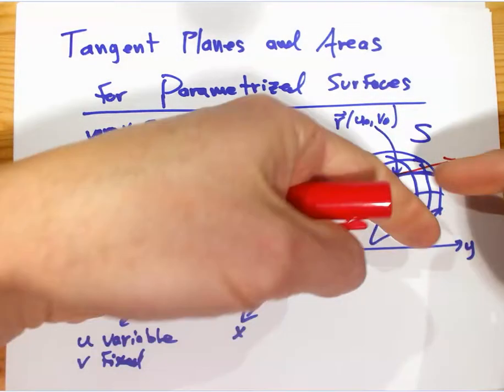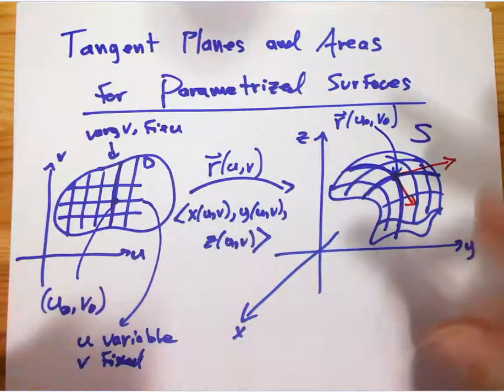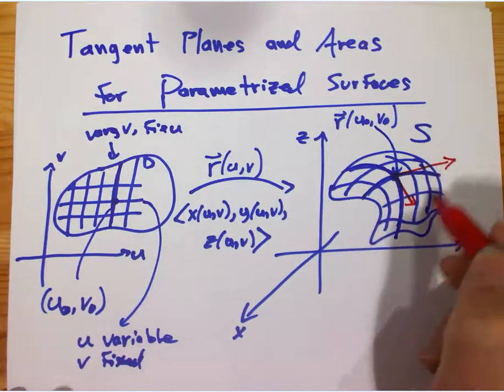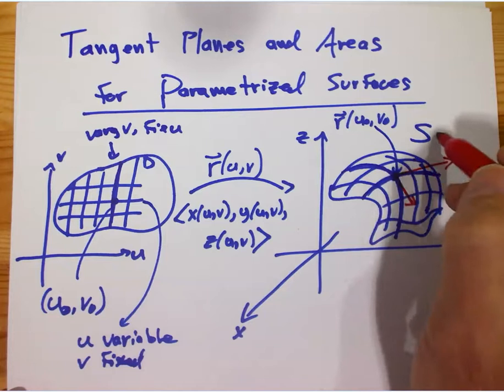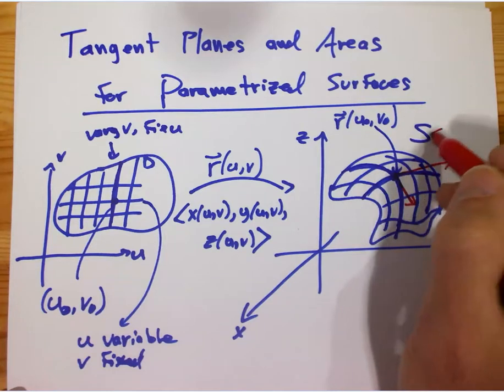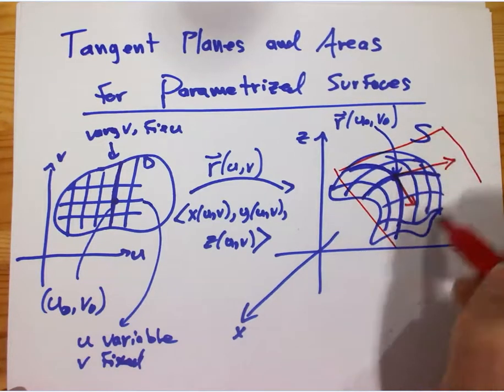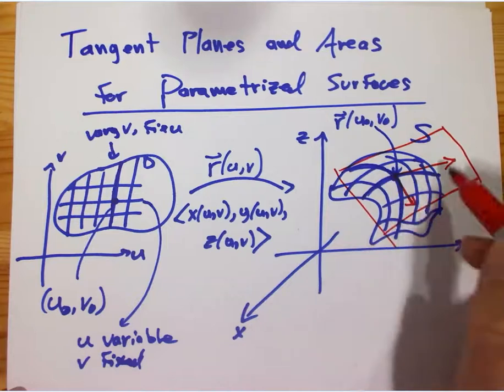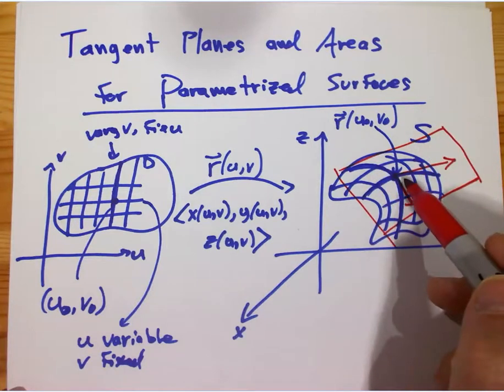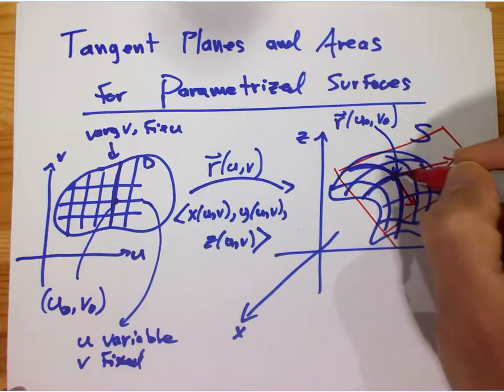So I've got these two vectors that are tangent to the surface, so that means that they both lie in the tangent plane, and so the tangent plane is going to be the plane that contains those two vectors, and we totally know how to describe that. Our preference for describing tangent planes is to get a normal vector.